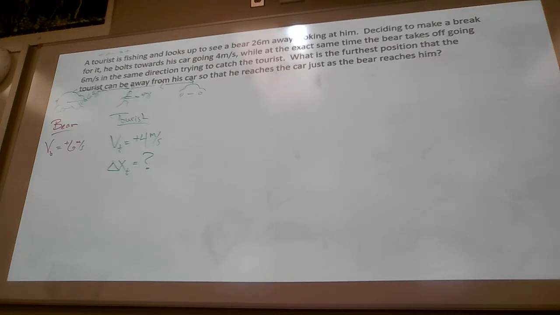26 meters. Is that how far the bear ran? Is that how far the tourist ran? Like, how do I use 26 meters in this?